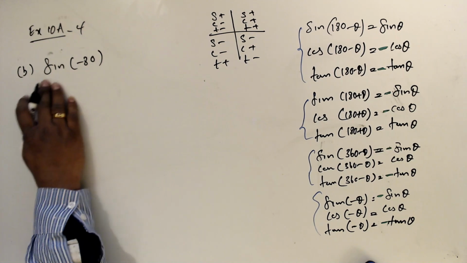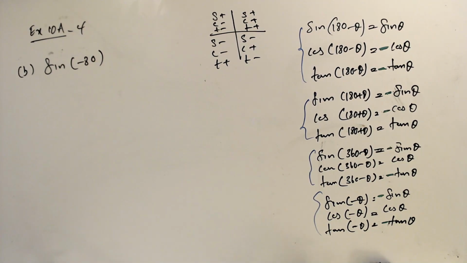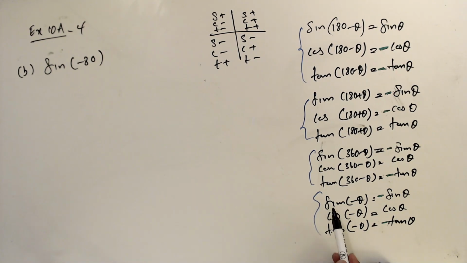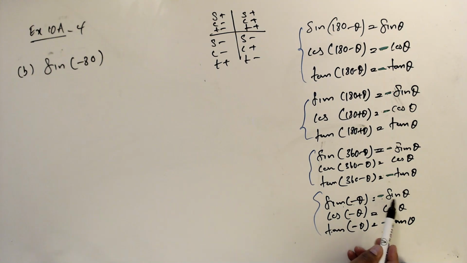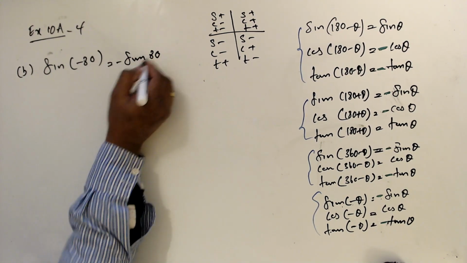The second question is sine minus 80. If you can remember this, you can simply apply it. Sine minus 80 equals minus sine 80. Done.